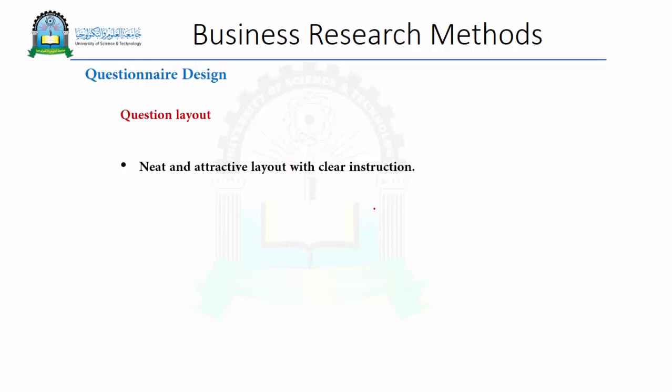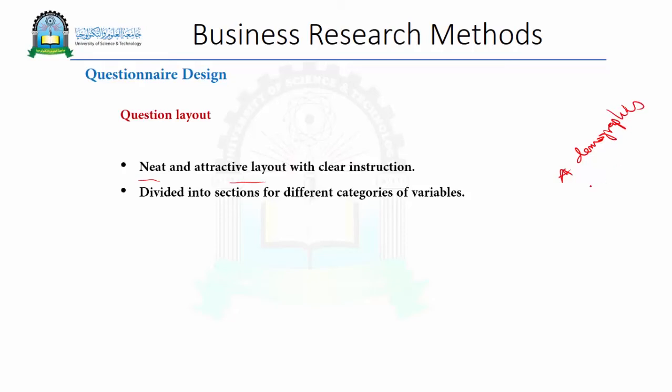The question layout is also very important. The questions must have a neat, attractive layout with clear instructions, and be divided into sections for different categories of variables. So you start with section A, which is going to be about demographics. Section B is going to be items or questions about the DV, the dependent variable, and section C is going to be about the IV or IVs. So the items are divided according to themes or variables. Do not split one question over two pages, because it's going to be answered twice and will not be understood by the respondents.